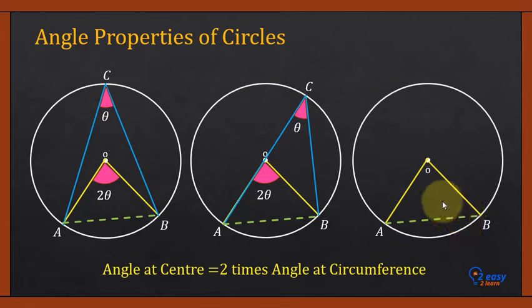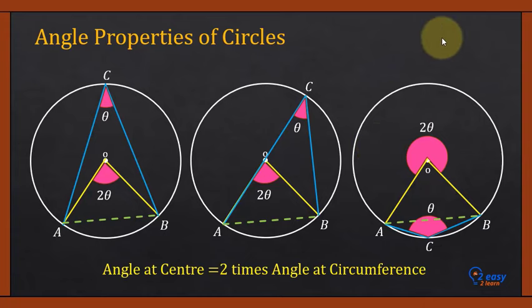So this is chord AB. If we see this inside angle, it is formed by the minor arc, but this outside angle, which is the pink angle, is formed by the major arc. So the major arc is making the angle at the center of the circle. Then what about the angle at the circumference? It should be on the minor arc AB. So it will be these blue lines ACB. So this will be theta degrees and double of it at the center of the circle.